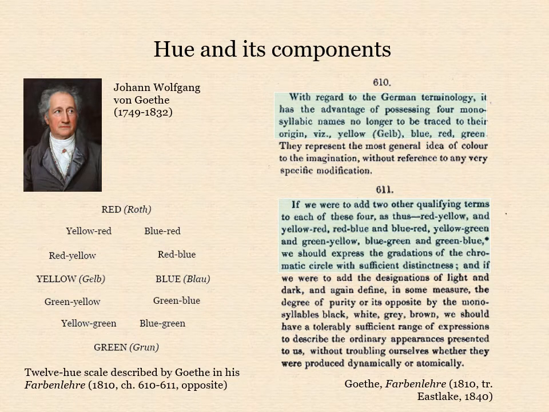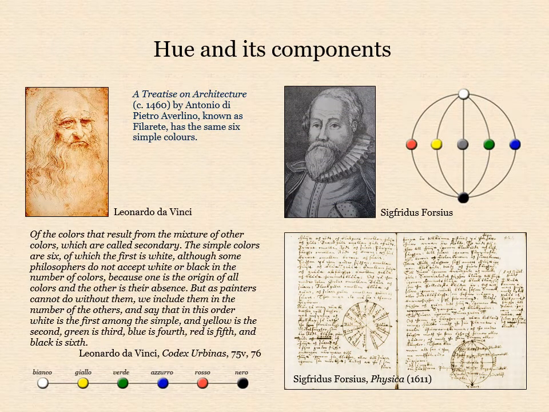Historically, the idea that the hue circle consists of a ring of successive combinations of red, yellow, green, and blue first appears in a passage on colour terminology in the Farbenlehre of 1810 by Goethe. Further back, the earliest diagram of a colour order system in a manuscript by Sigfridus Forcius from 1611 shows five families of colours stretching between black and white through red, yellow, green, blue and grey. And earlier again, the four unique hues appear along with white and black as the six simple colours in one passage in the Treatise on Painting by Leonardo, and a generation earlier in a Treatise on Architecture by Filarete.